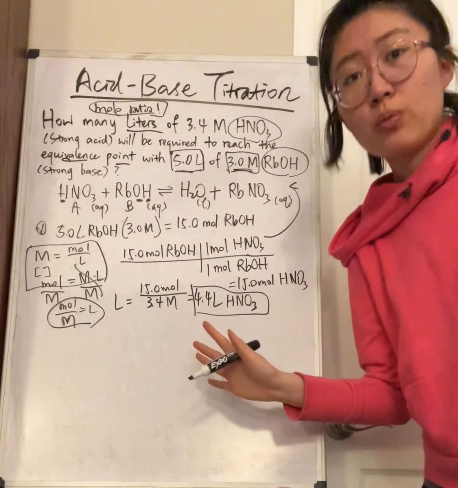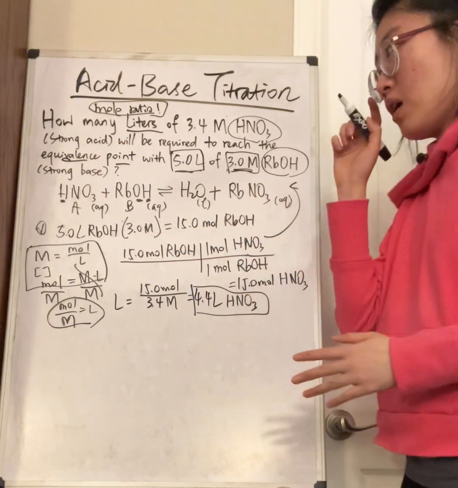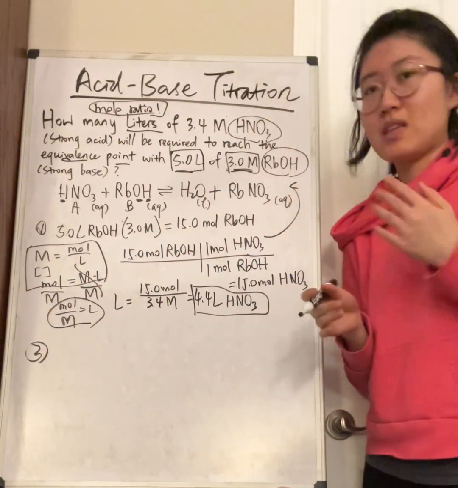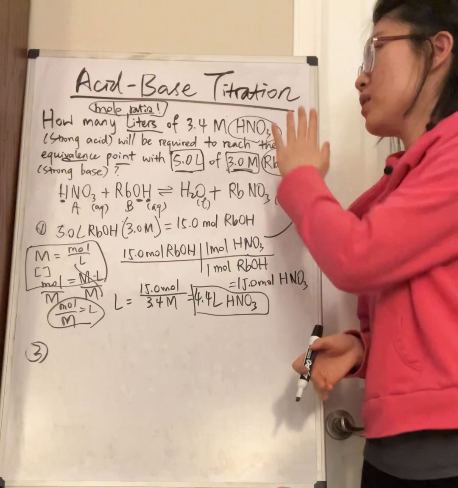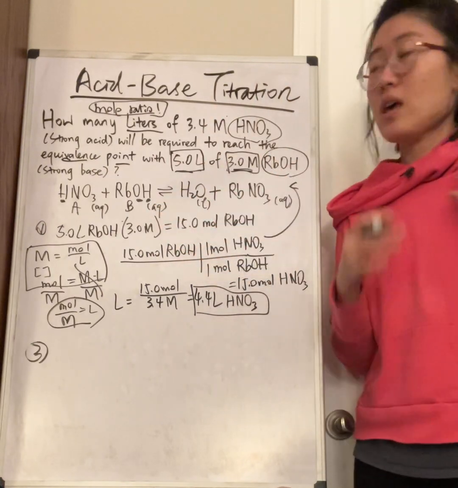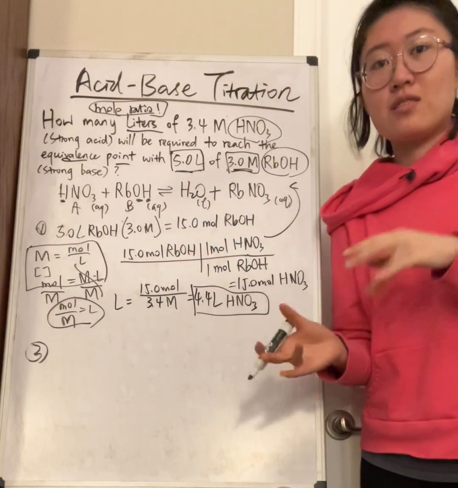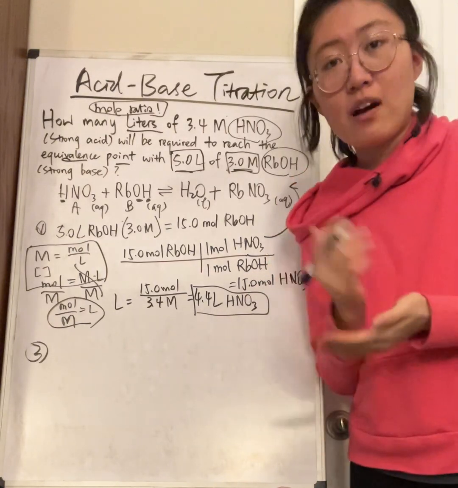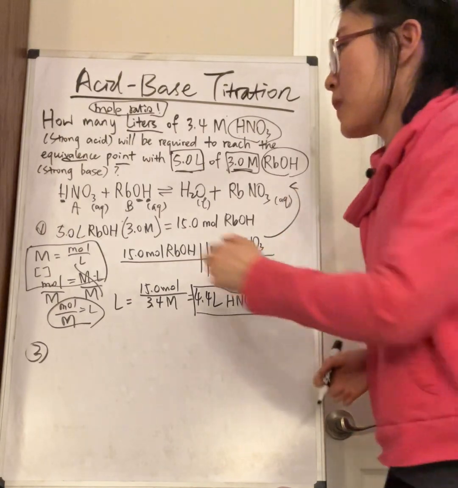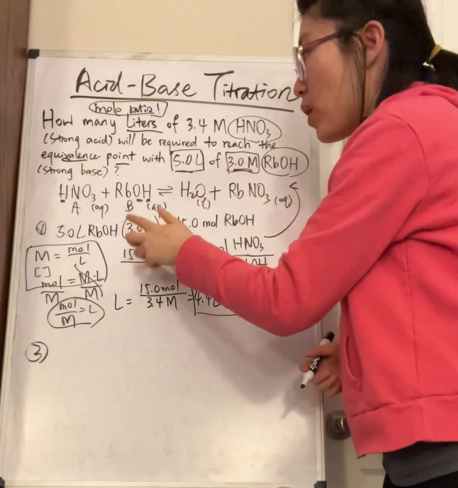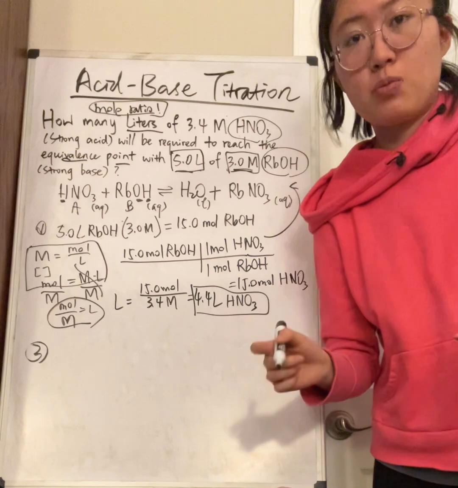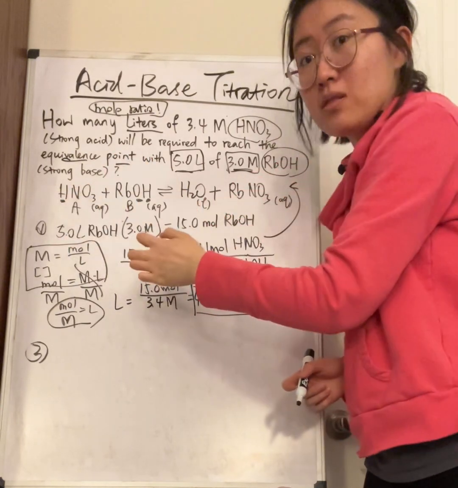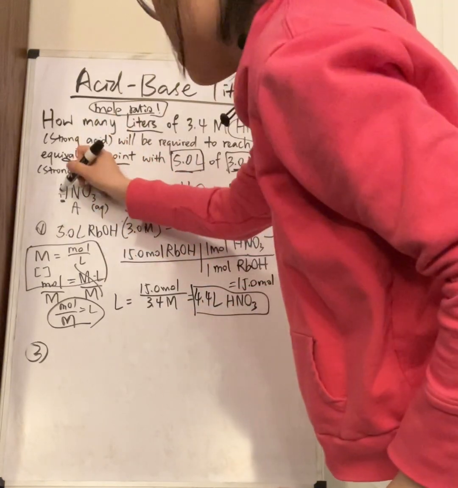Okay, so that's one way using the stoichiometry process, and right now I'm going to show you another way. This way actually works perfectly for every titration problem if the reactants are in a 1-to-1 ratio. Okay, so big warning here, it has to be a 1-to-1 ratio. If it's like 2 HNO3 and 1 RbOH, you cannot use this process. So the coefficients of all of the reactants have to be 1. Both of those have to be 1.